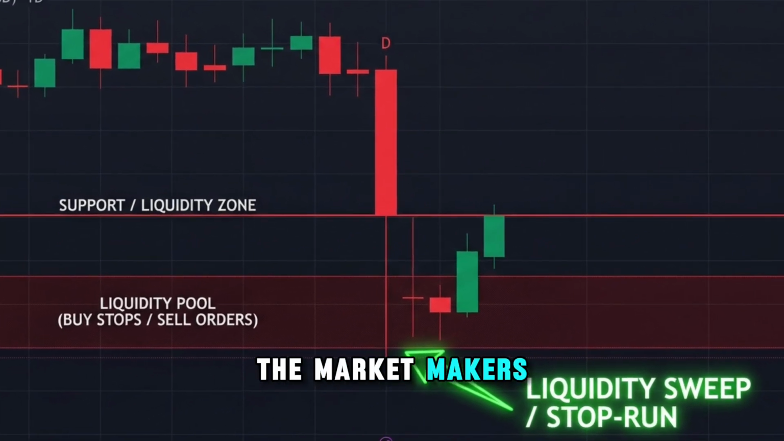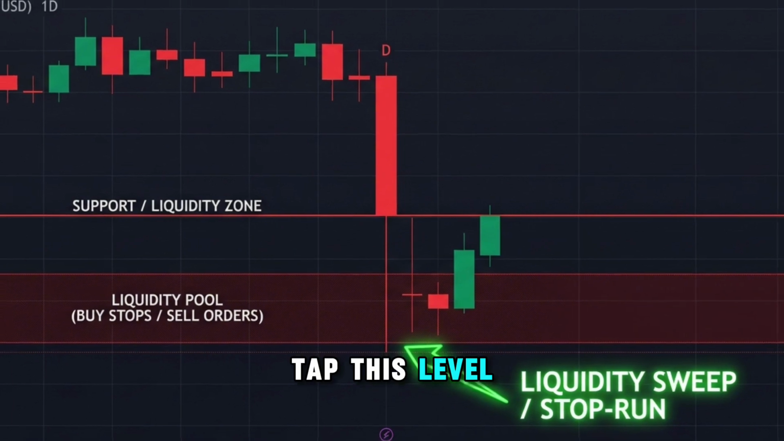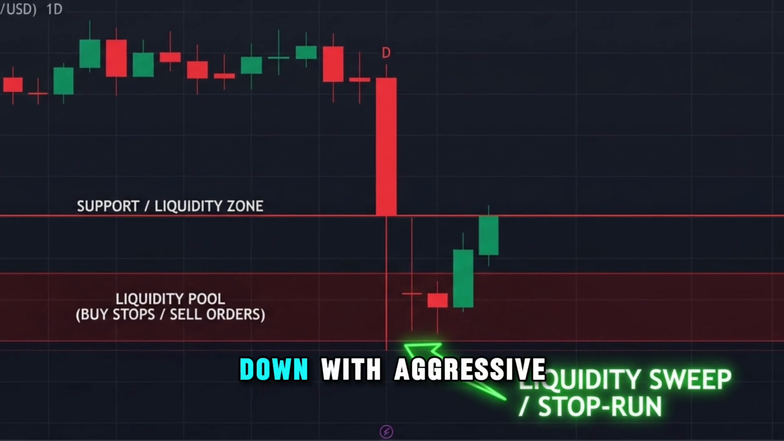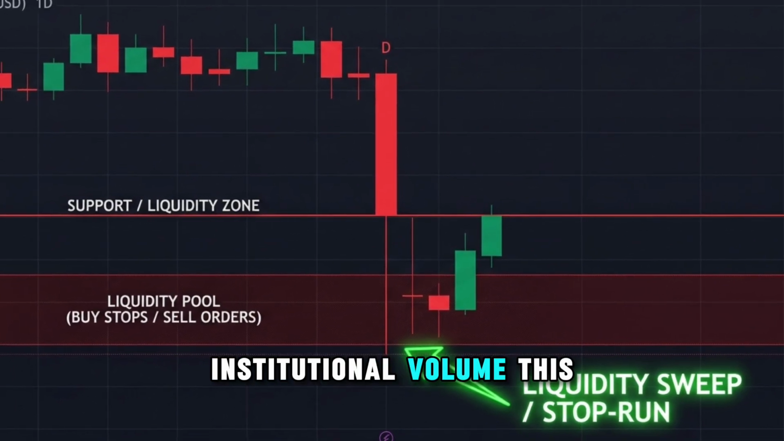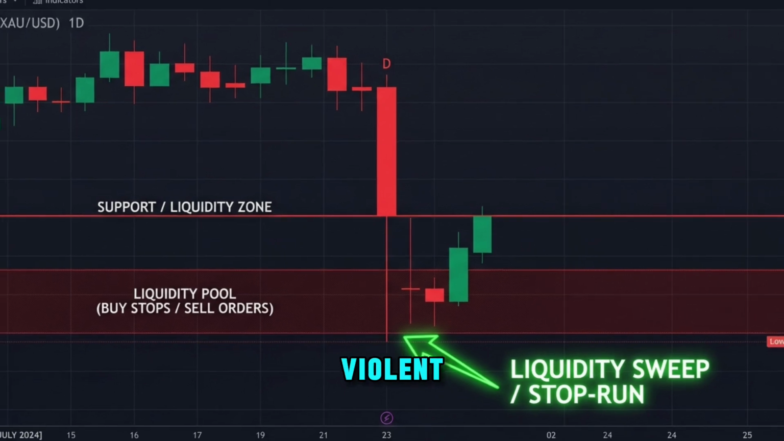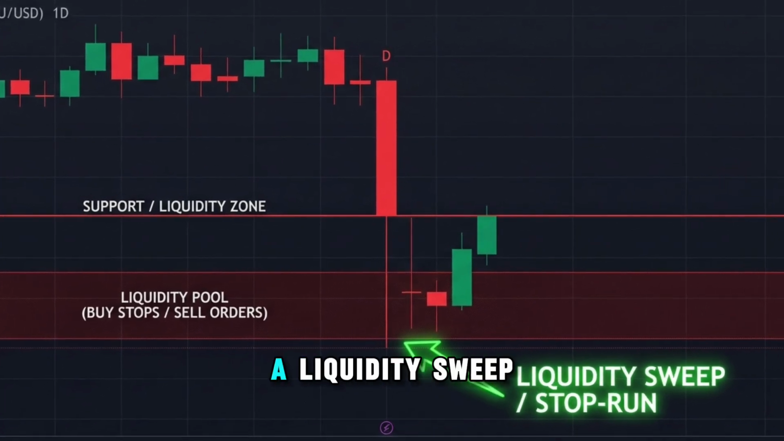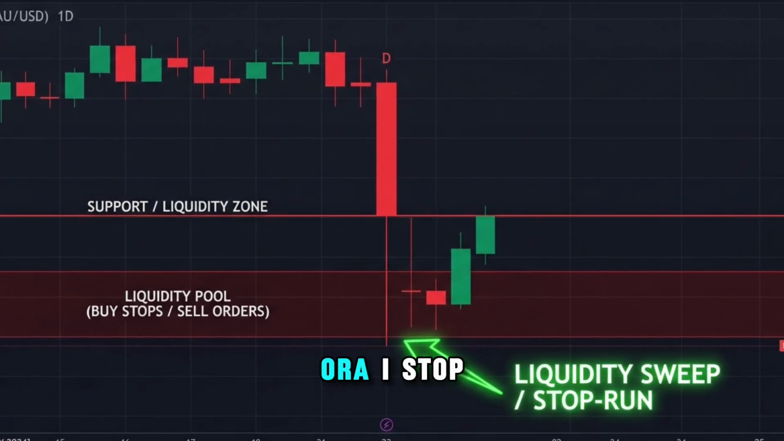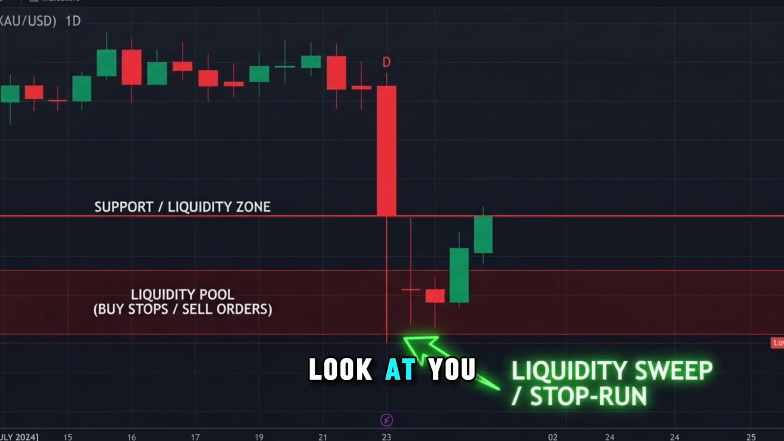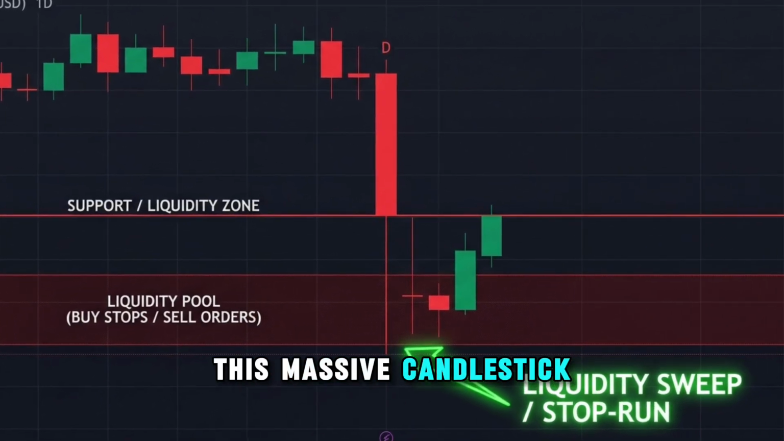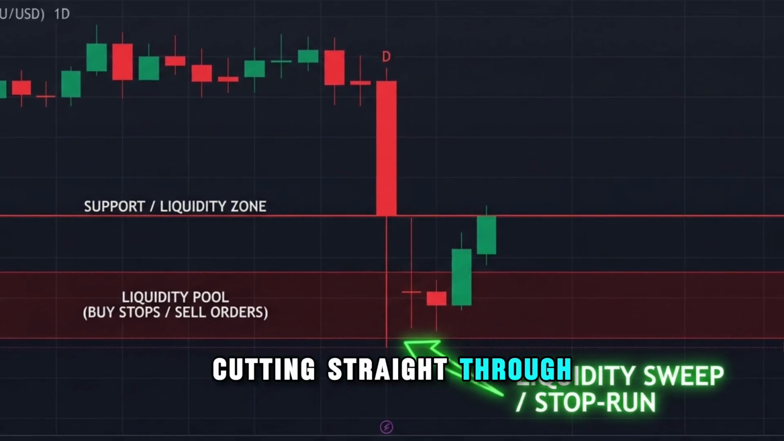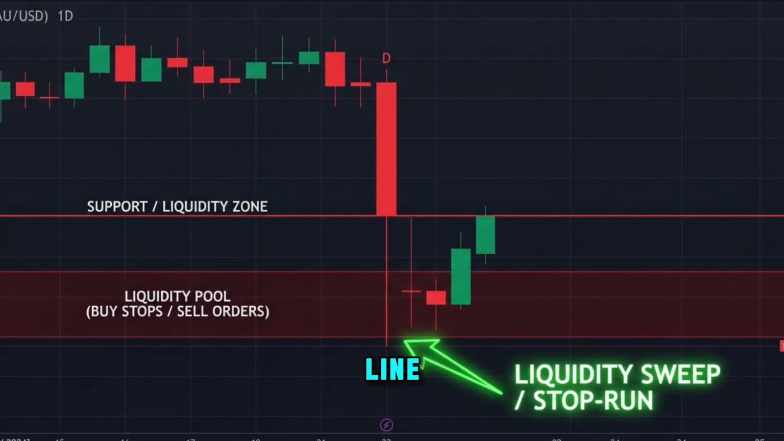The market makers don't just gently tap this level. They drive price down with aggressive institutional volume. This sudden, violent downward expansion is what we call a liquidity sweep, or a stop hunt. Look at this massive candlestick wick cutting straight through our green support line.